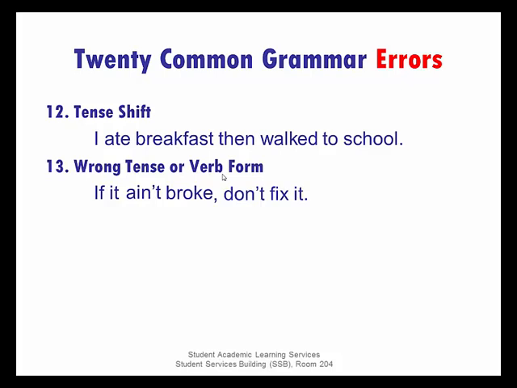Number 13, wrong tense or verb form. In this case, to repair this problem, we would have to remove ain't because it is not a correct word. So we'll put is not or isn't. And broke needs to be changed to broken. So we have, if it isn't broken, don't fix it. As a side note, in academic writing, I would generally not use contractions like isn't or don't. You would say is not or do not.